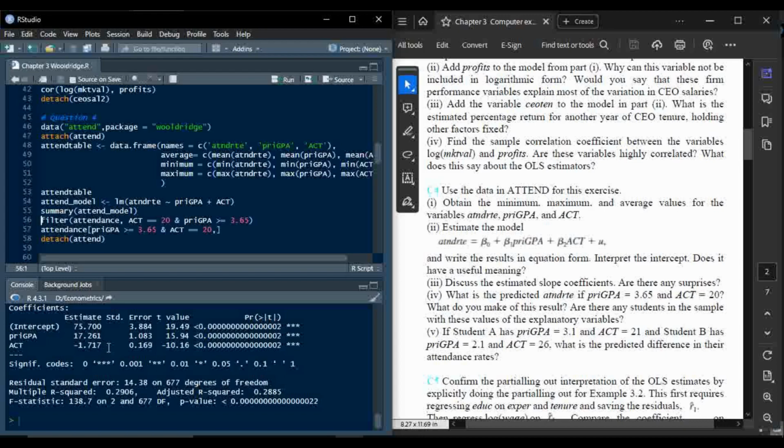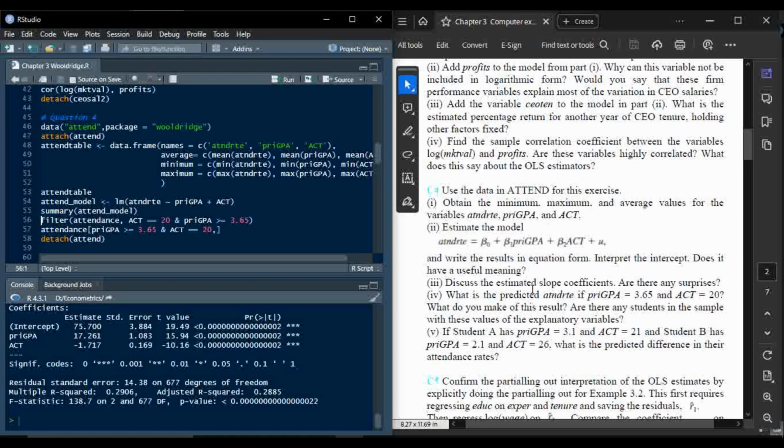So the third part is: discuss the estimated slope coefficients. Are there any surprises? The coefficient on prior GPA means that if a student's prior GPA is 1 point higher, say it increases from 2 to 3, the attendance rate is about 17.3 percentage points higher. This holds ACT fixed. ACT score is fixed, and if prior GPA increases 1 point from 2 to 3, then the attendance rate will increase by 17.3 percentage points. And the negative coefficient on ACT is perhaps initially a bit surprising.